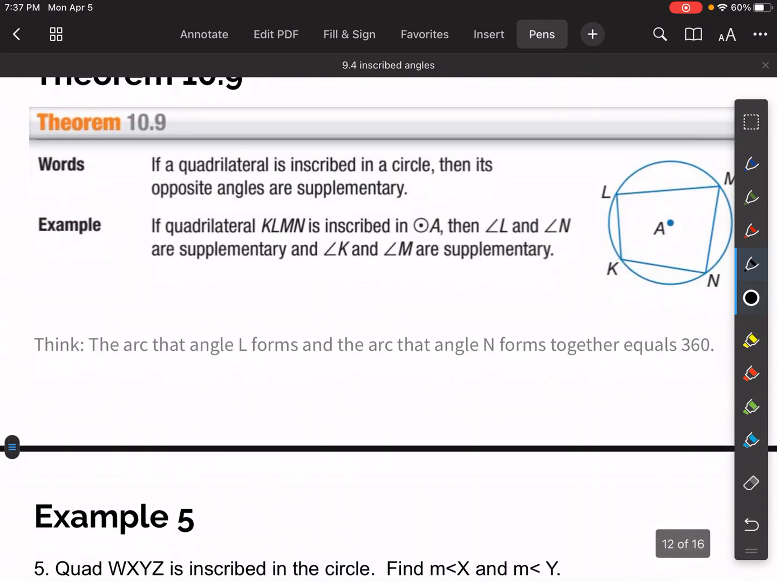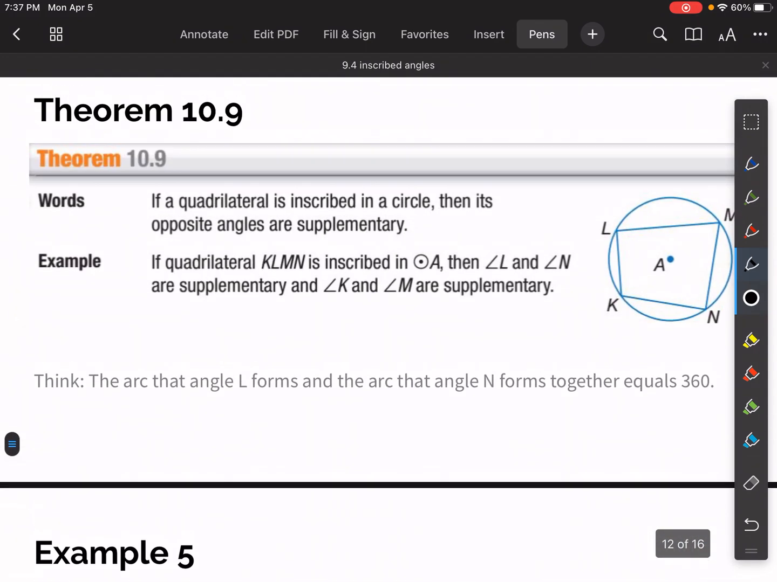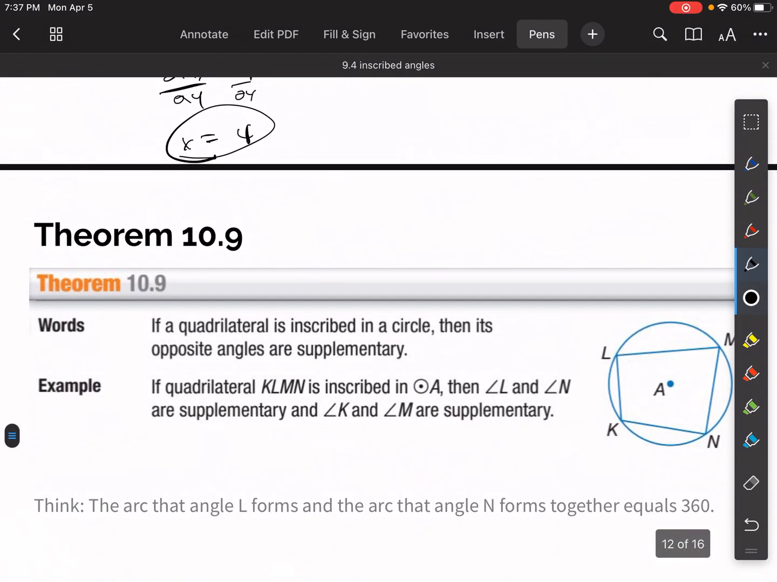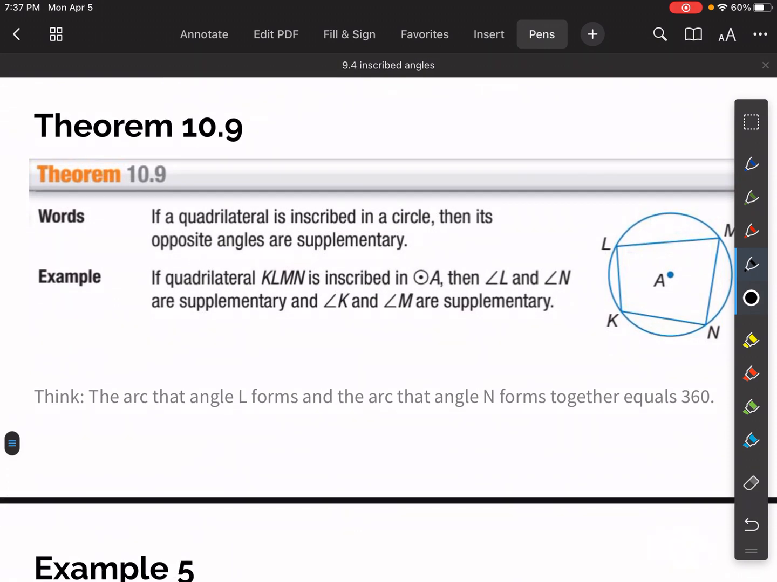The last theorem, and then you will have all the tools you need to get this homework done, is theorem 10.9. This says if a quadrilateral is inscribed in a circle, then its opposite angles are supplementary. Remember what supplementary means? Supplementary means they add up to 180 degrees. So it's that word supplementary, 180 degrees.